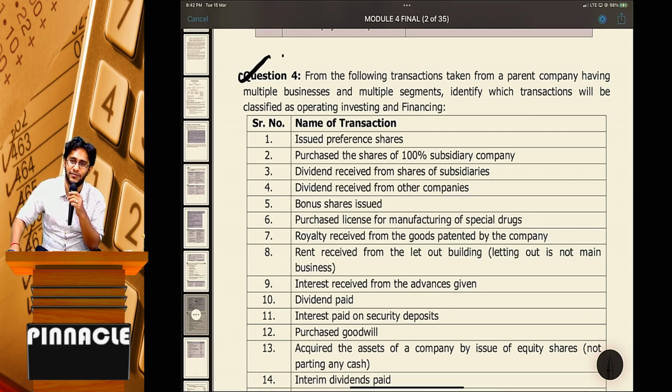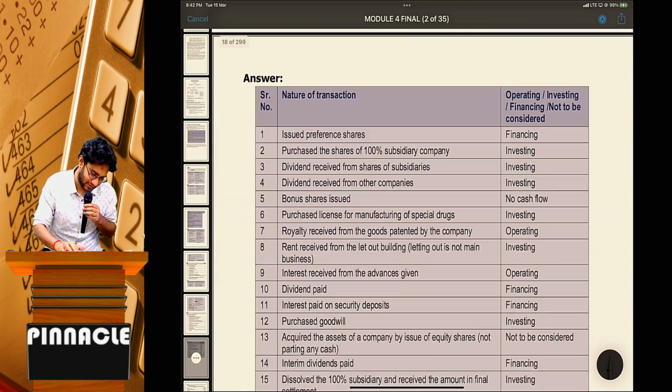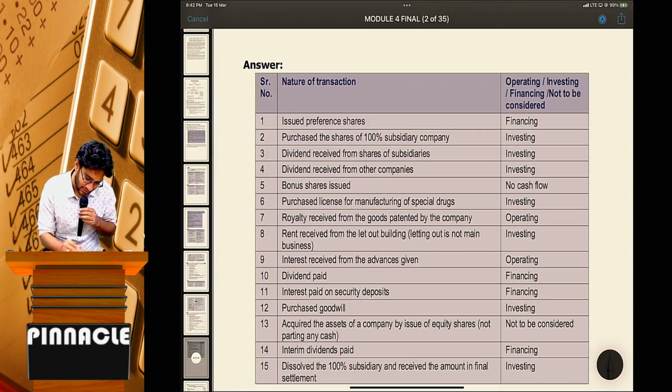Royalty received. Sir, royalty received, you can take it as operating activity or investing activity as per your IPCC study material, but here I think they are treating it as investing activity. Royalty is coming because of the patent, and a patent is basically an intangible asset. So, as related income, this is investing activity. Let's see what's the answer. They gave it as operating.